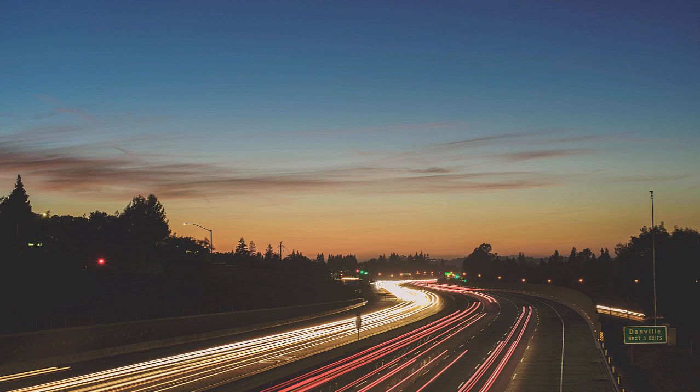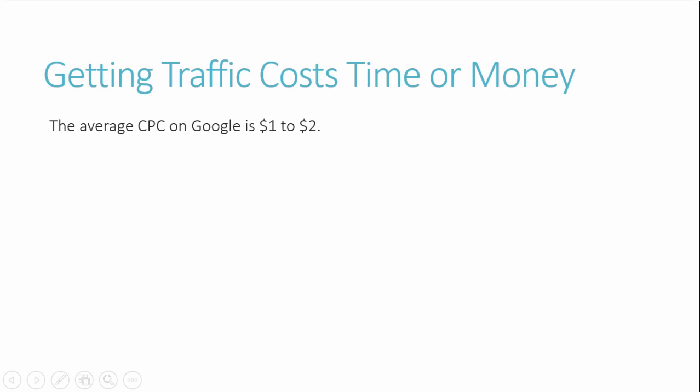And if you opt for a more short-term strategy, such as pay-per-click advertising, AdWords, that takes money. The average cost per click on Google is $1 or $2 on the search network, according to Google's own statistics. So whether you're spending time or money, traffic still costs something. We have to be very careful what we do with traffic to maximize our return.